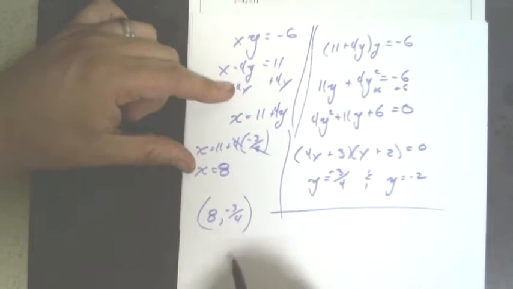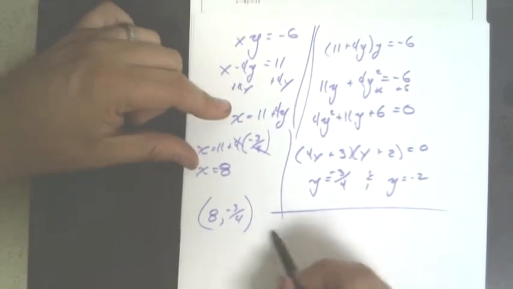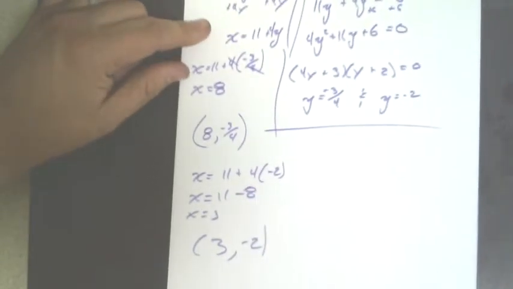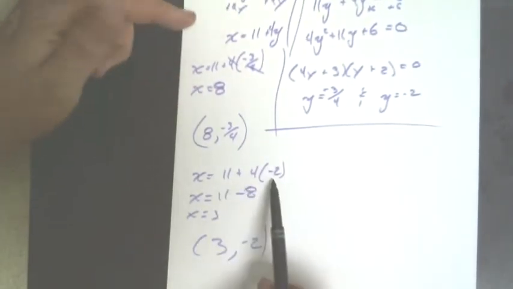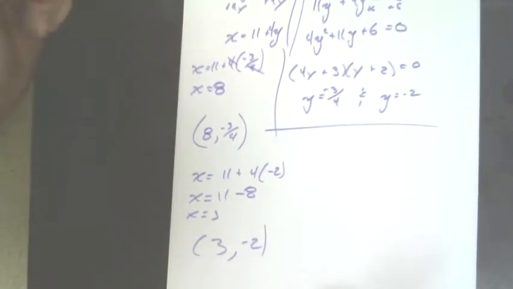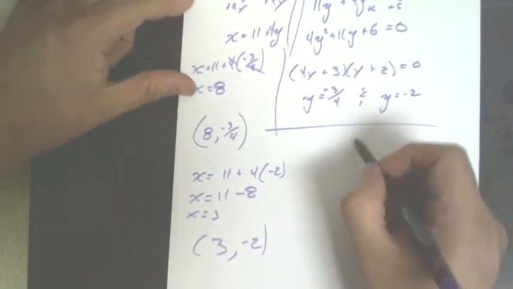Plug that one in. So then x equals 11 plus 4 times negative 2. So x equals 11 minus 8, so x equals 3. So your other point is 3 and negative 2. Oops, sorry. So plugged in the negative 2, simplified down to 3. So 3, negative 2, we got 2 points.